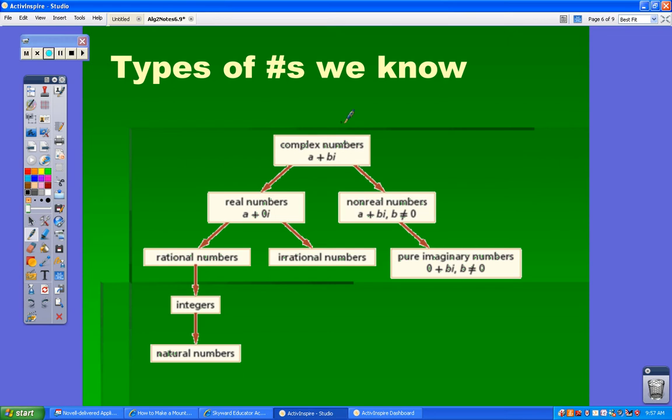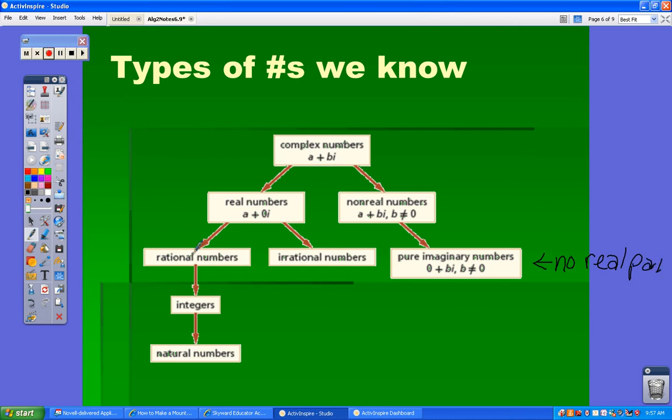Complex numbers are at the top. Everything is a complex number. Okay? Because real numbers are complex because the imaginary part is just 0. And non-real numbers, obviously, those are your imaginaries. They could look like this, where it has a plus bi, where that's the complex that you're thinking of. Or they could be pure imaginary, where there's no real part.